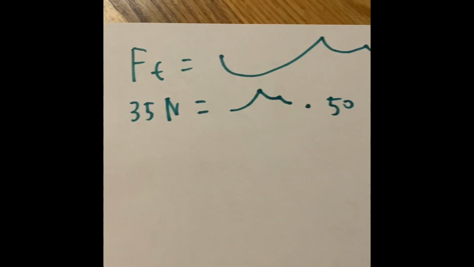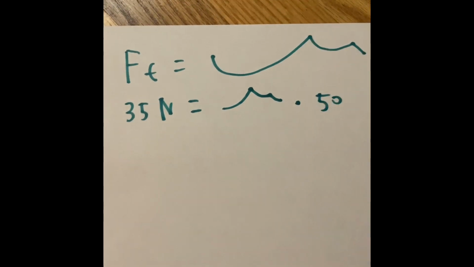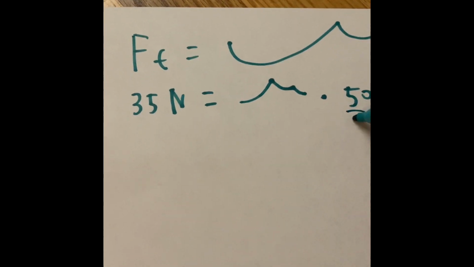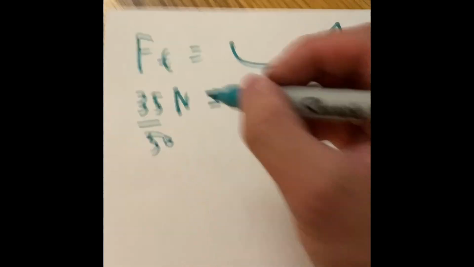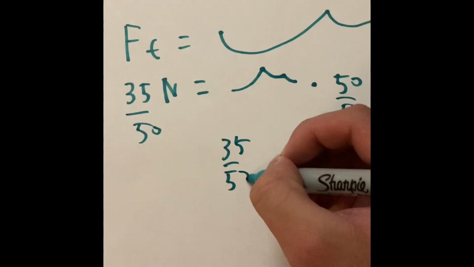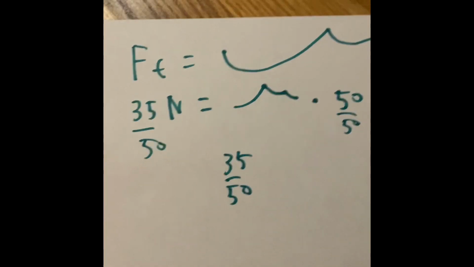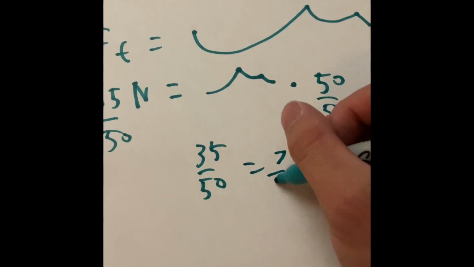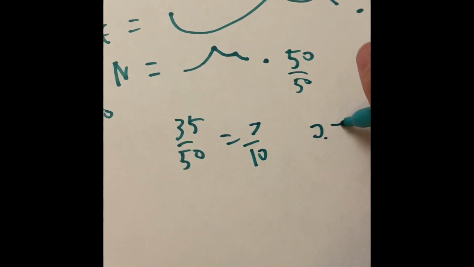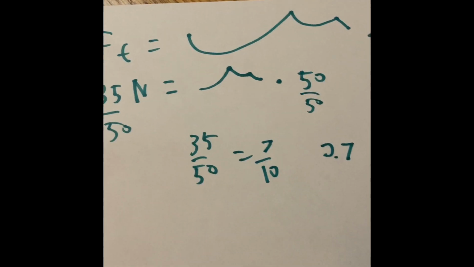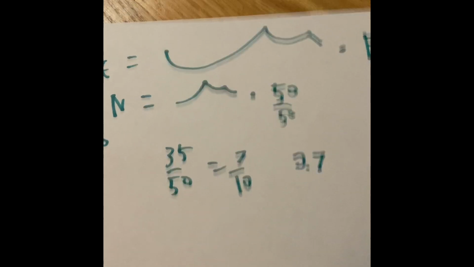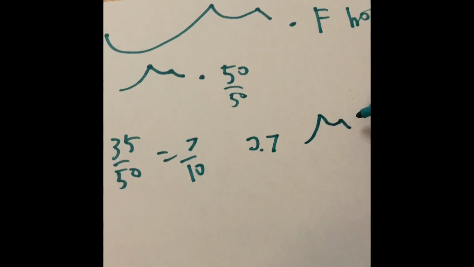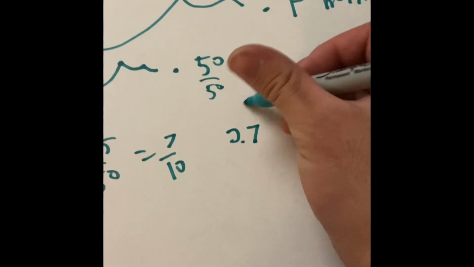But we want to get mu alone, because it's like some kind of variable. So we divide by 50, divide by 50. 35 over 50 should be our answer, but it's not, because we still need to simplify it down. That equals 7 over 10, which as a decimal is 0.7. So the starting coefficient of friction should be 0.7 for mu. That's what mu represents in this scenario.